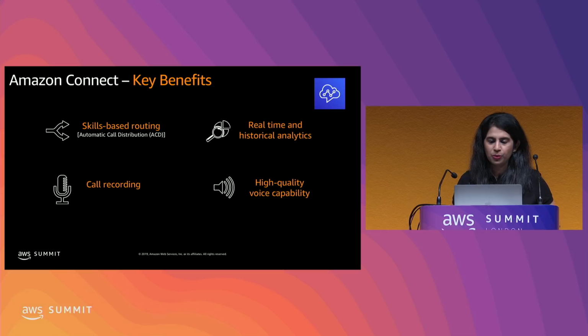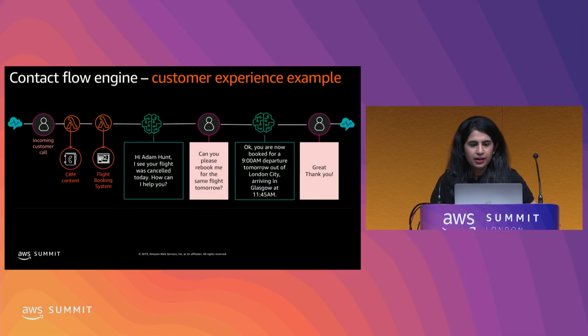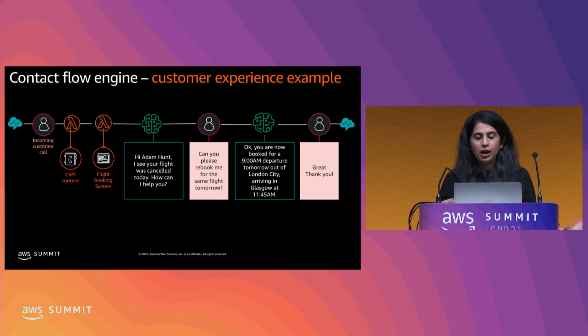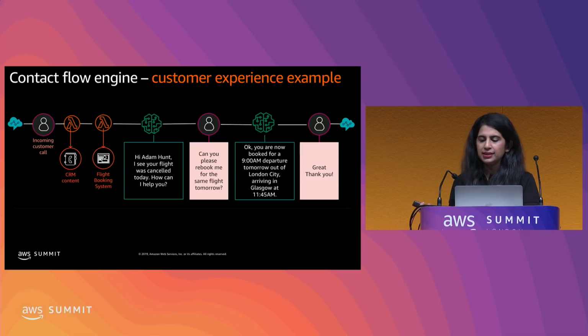Let's look at an example. So imagine you're running a call center for an airline. You get an incoming call which initiates a CRM lookup and a check in your flight booking system to identify who your caller is. In this case, it's Adam Hunt, and we've derived that information from your CRM database. The lookup from the flight booking system is to identify why he might be calling.